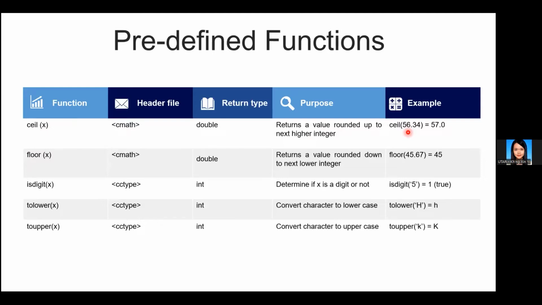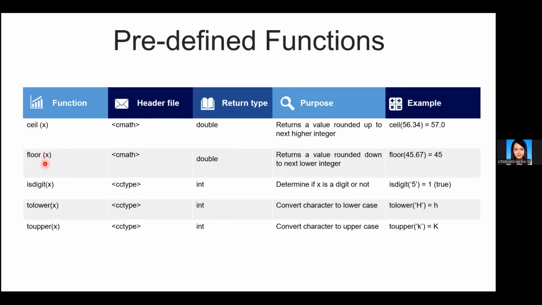For example, if you have the ceil function of 56.34, what is the integer that is greater than 56.34? This is going to be 57. And then after that, if we have the floor function here, floor means something that is below us. So it's going to return an integer below this x value. For example, if we have floor of 45.67, what is the integer smaller than 45.67? It's going to be 45. So this is how the ceil and floor functions work.